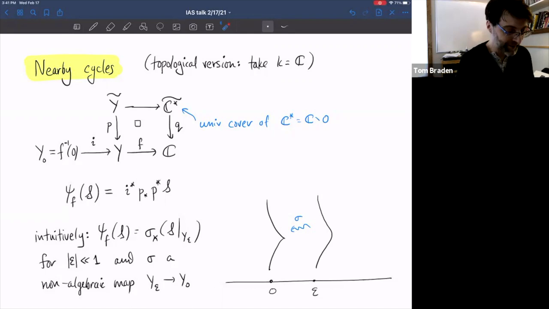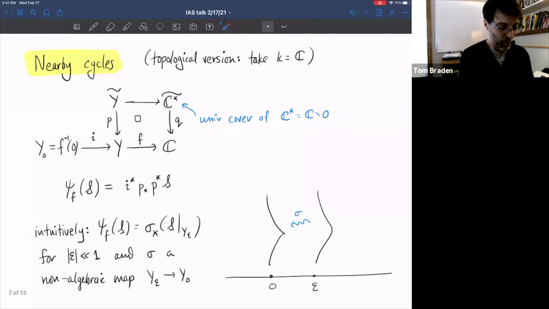And so then you push it forward and pull it back, and you get exactly something that's identified with the cohomology at a general point. That's if Y is actually C, if you're just taking an identity map for the F. But in general, you can think that way. What you can think of is this is roughly speaking the push forward by some map from the general fiber at a nearby point.